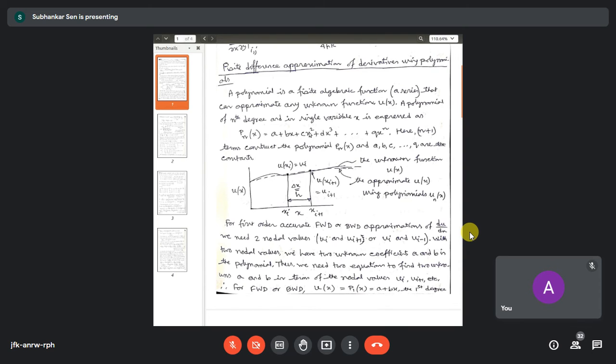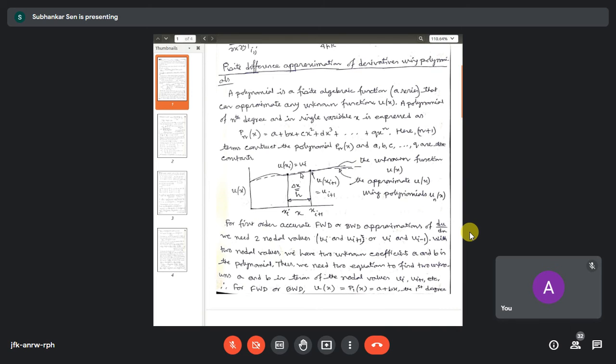This equation you will write at all the nodes: at the first node, the second node, and the third node. When you write this equation at these 3 nodes, you get 3 simultaneous equations with a, b, and c as the unknown quantities. So you can calculate a, b, and c in terms of the nodal values. This ui plus 1, ui plus 2, etc. are known as the nodal values.